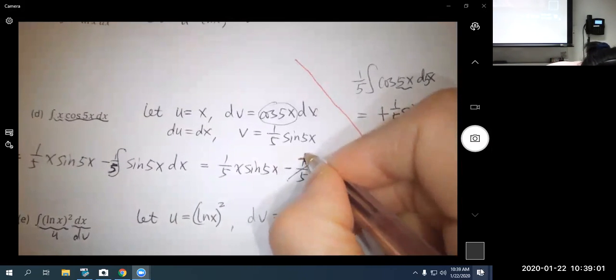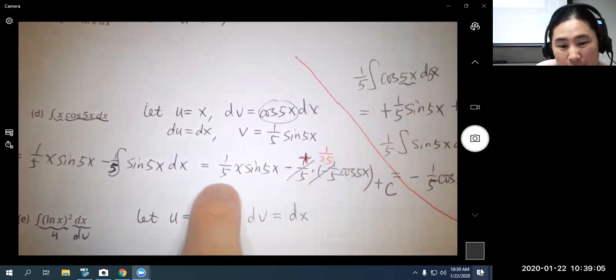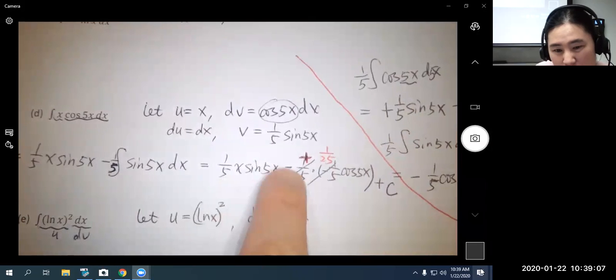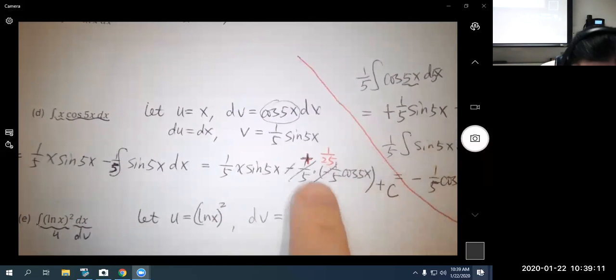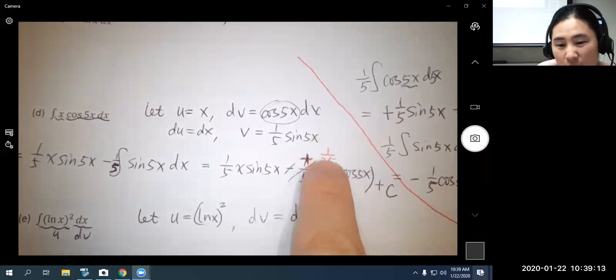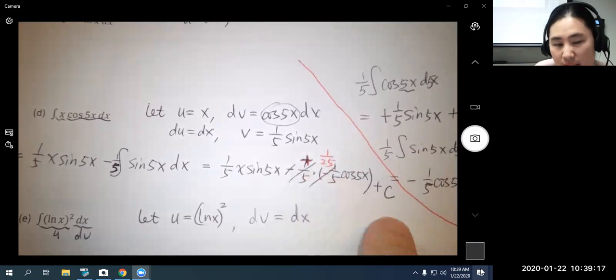I don't want to rewrite another line. You can rewrite it by another line, okay? So the answer is 1/5 x times sin of 5x plus 1/25 times cosine 5x, and then plus a constant c.